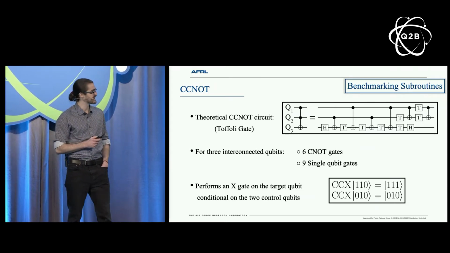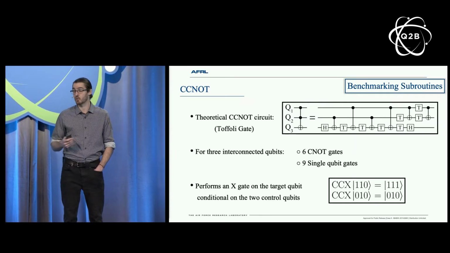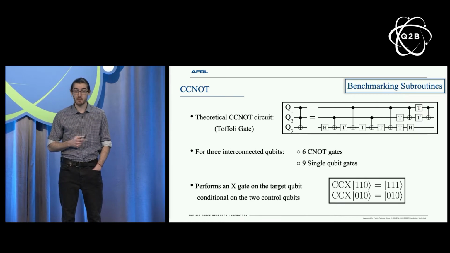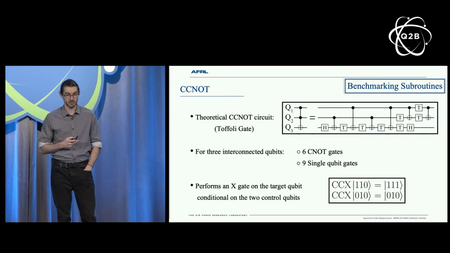So a total of 6 C-NOTs, 9 single qubit gates. And the fidelity at the end of the day, that's what we're benchmarking. And because we don't have superposition, the results you're going to see use X gates to reset ancilla qubits where needed.